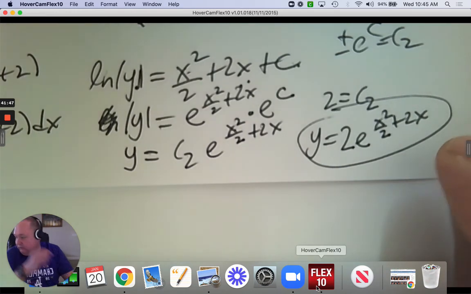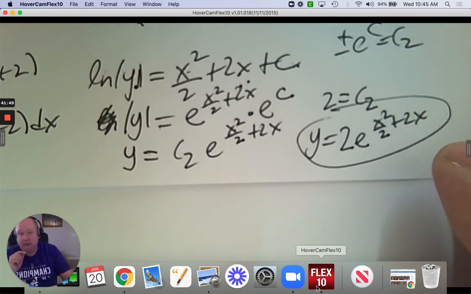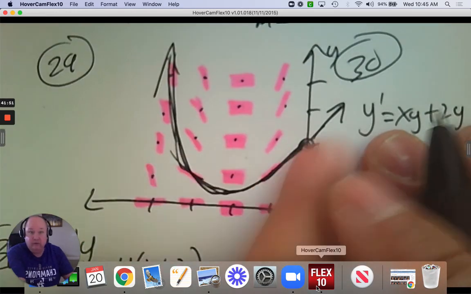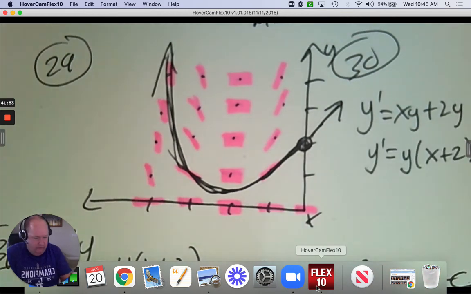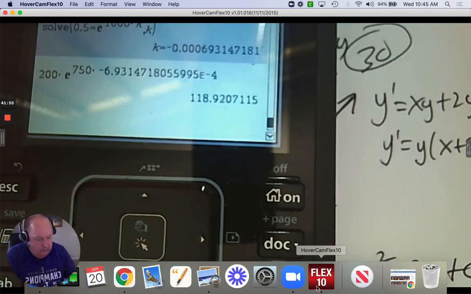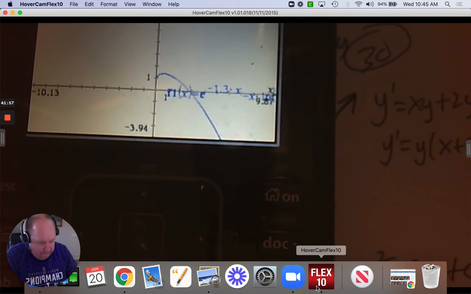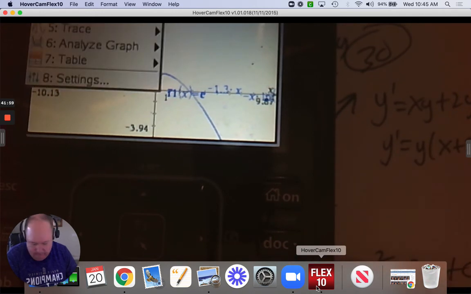And this is use your calculator to see how it compares to the graph that you just did here. So let's do that quick. So on your computer, we're going to go to graph. I'm going to delete what I have here.